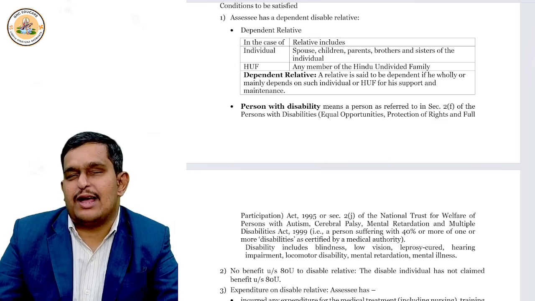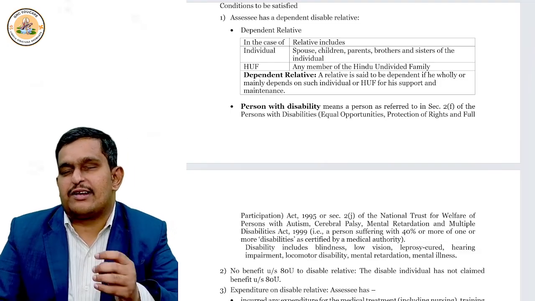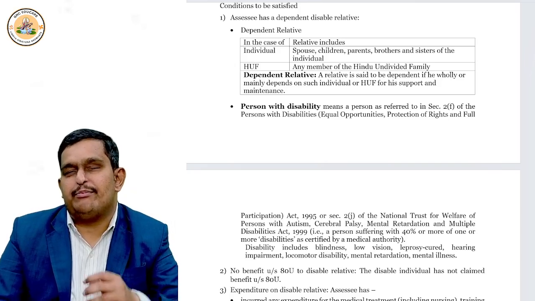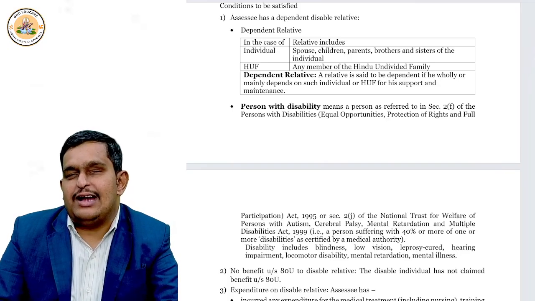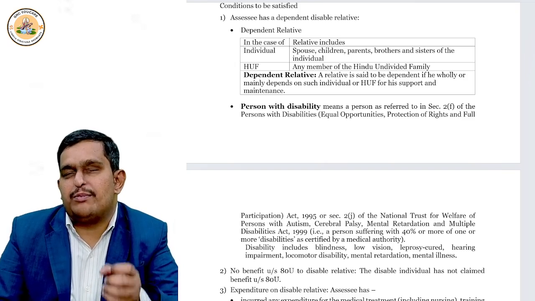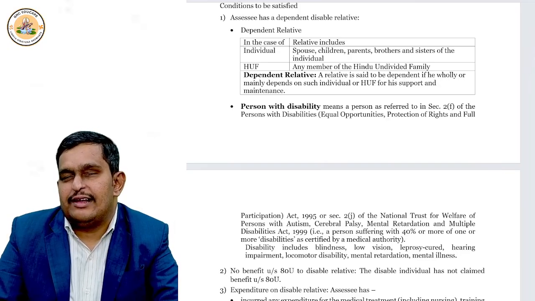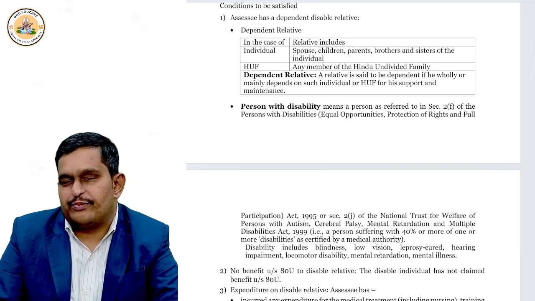Now for maintenance, what happens? He incurs some expenditure, maybe for treatment of that disability, maybe for nursing, right? Or maybe he will be paying some monthly or quarterly or yearly amount so that it accumulates and can be used for maintenance of the disabled person, right? Expenditure can be for treatment, expenditure can be for maintenance also.